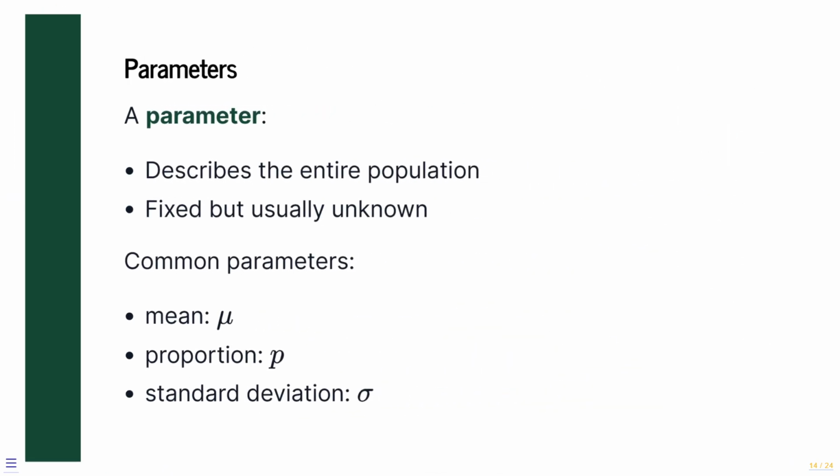A parameter is a numerical summary that describes an entire population. It is fixed, but usually unknown. Common examples include the population mean mu, the population proportion p, and the population standard deviation sigma. Because populations are often very large or even conceptual, we typically cannot measure every individual, so the true parameter value remains unknown.